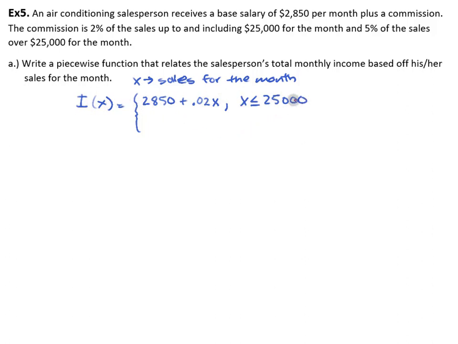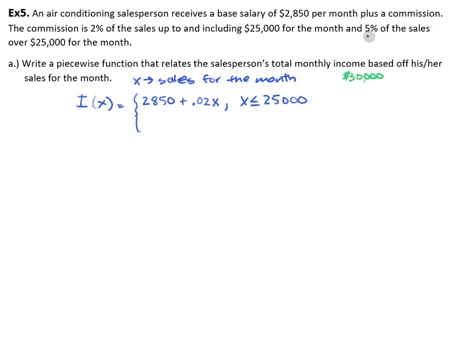Okay, so that's going to help me figure out my income if I sold $25,000 or less. The next part's where it's going to get a little bit trickier, and I like to say try this out by doing an example. It's going to help us come up with this equation a little bit more. Let's say we sold $30,000. Okay, so I sold $30,000 this month.